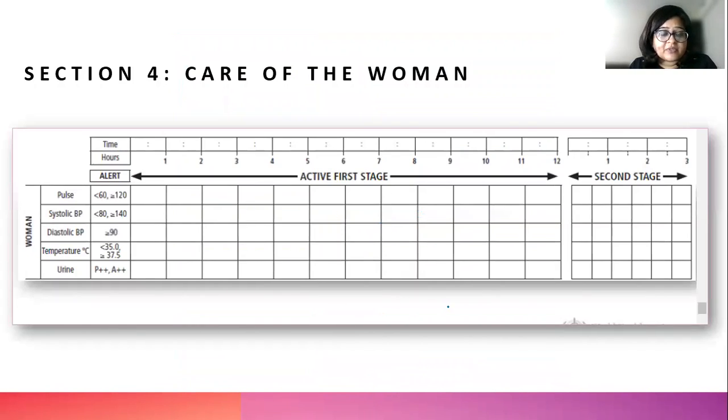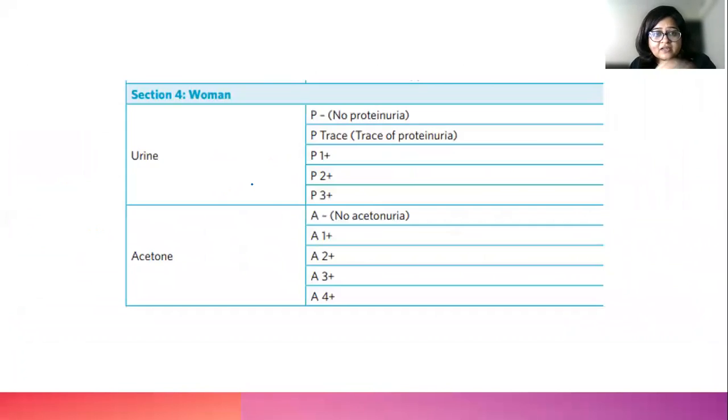Next comes care of the woman. Again, this was there in the previous partograph: her pulse, her blood pressure, her temperature, urine proteinuria, and urine ketones. So this is very simple. So basically, what have we read till now? Section 1 was identification. Section 2 was supportive care, which includes companionship, analgesia, fluid intake, and position. Section 3 is care of the fetus or baby, and section 4 is care of the woman.